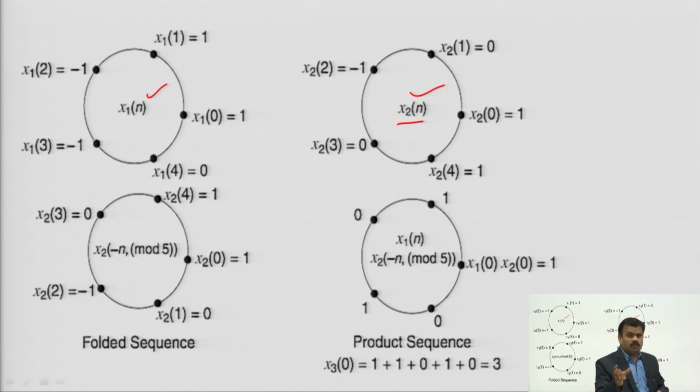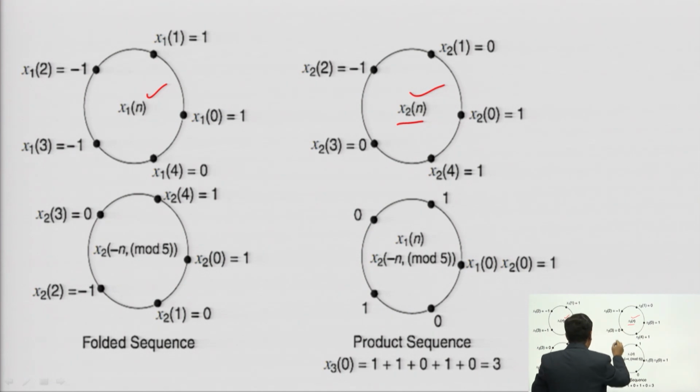You have to fold your signal. It means if you are going anti-clockwise in x2 n, then in the folding you have to go clockwise. So, x2 of minus n will be 1 0, this one, then 1 0. The rotation of the circle will be different. So, it will be 1 0, this one.